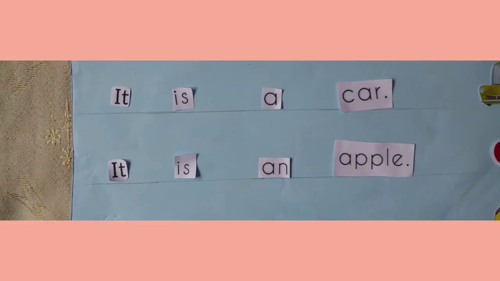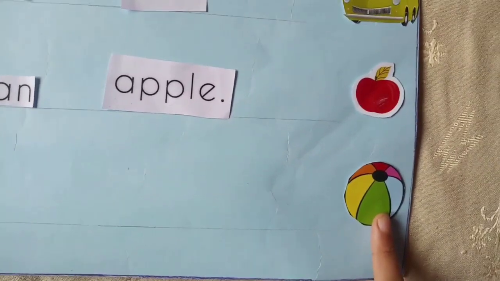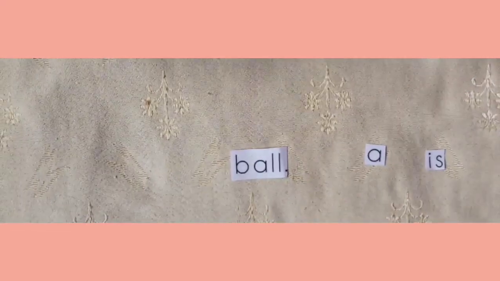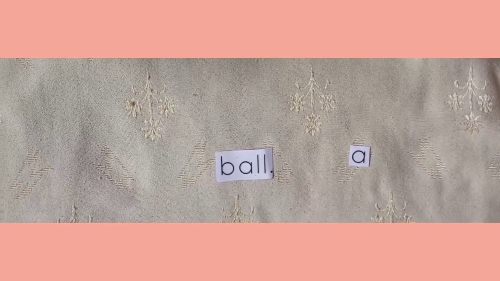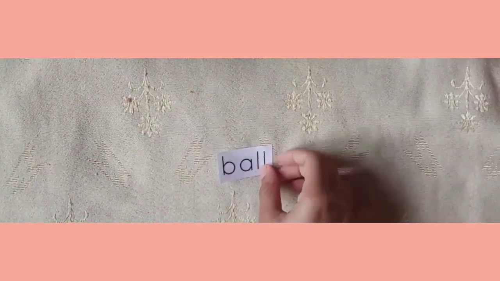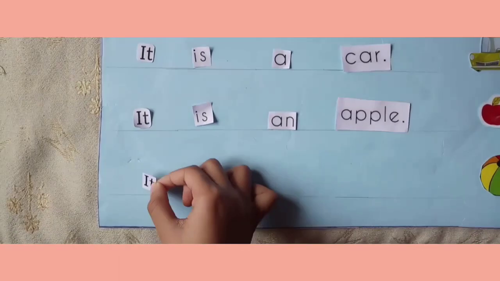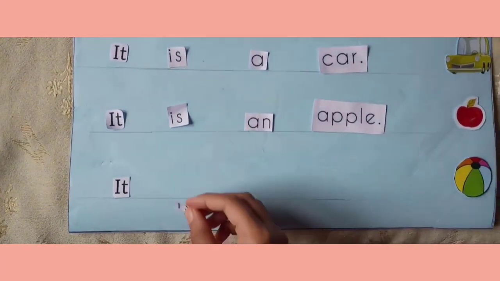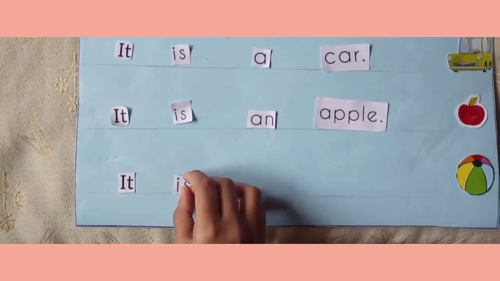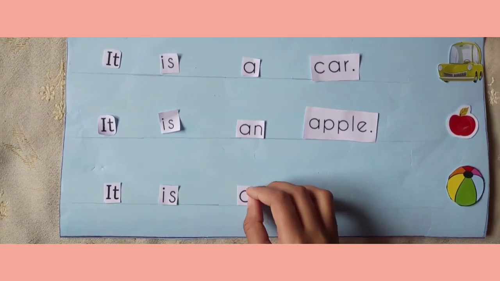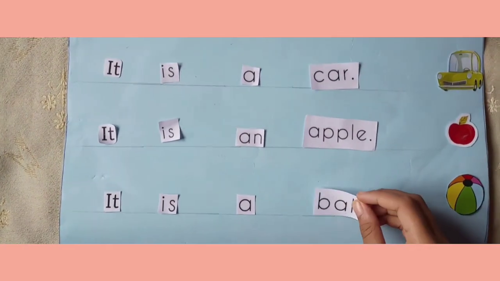The last image is of a ball. So we already have the sentence. It is a ball. B-A-L-L, ball. So let's place it. It is a ball, with a full stop at the end.